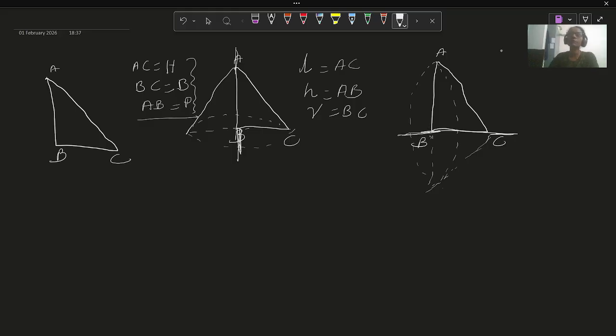And here we can say what the slant height is. The slant height is AC only. What is the radius? You can say that is AB. And what is the height here? That is your BC. Okay, got it? This only changes, right?